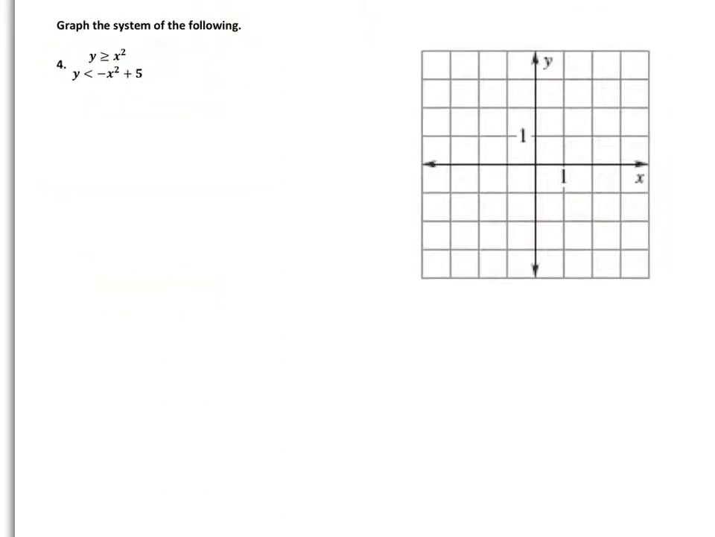Alright, let's try another one. So this says system. So the system, you need something to be true for both. So you've got to graph each one separately. If I look at it, the first thing, I know that's solid, and I know that one's going to be dashed. So the first one to graph should be an easy one to graph. The second one, well, let's see.